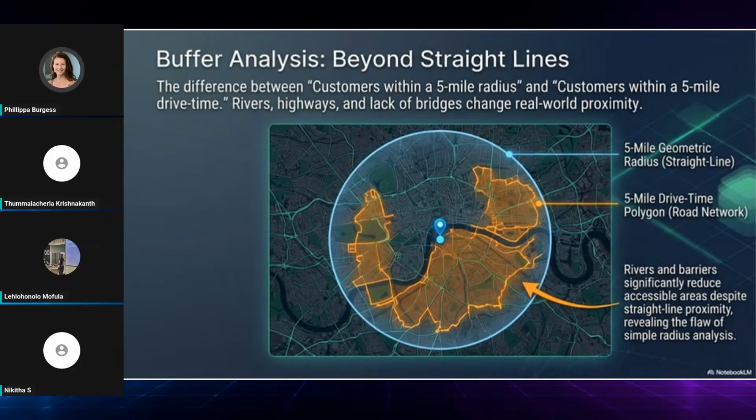And then you can do buffer analysis. So beyond straight lines, the difference between customers within a 5-minute radius and customers within a 5-mile drive time are actually different because you've got rivers, highways, a lack of bridges that change that real world proximity.